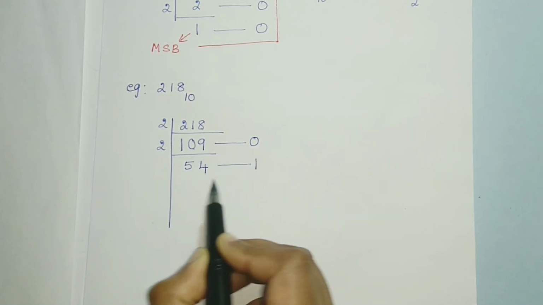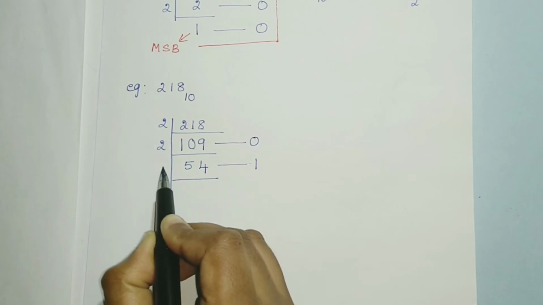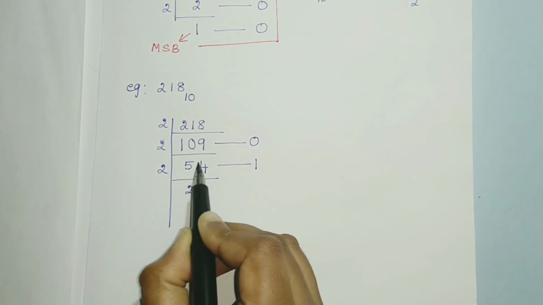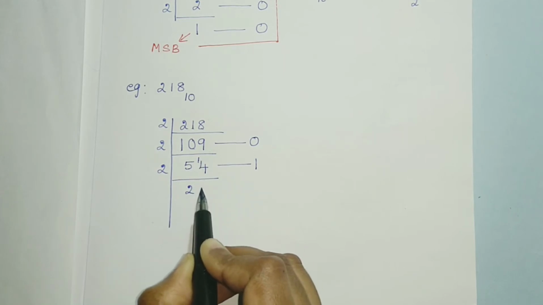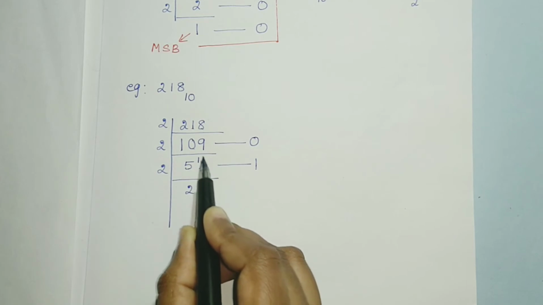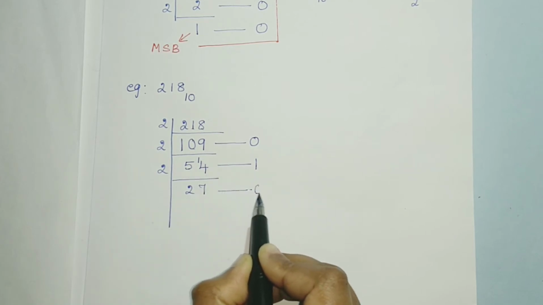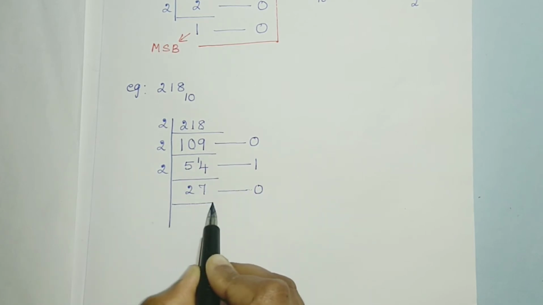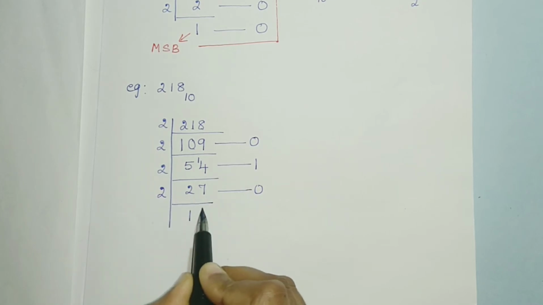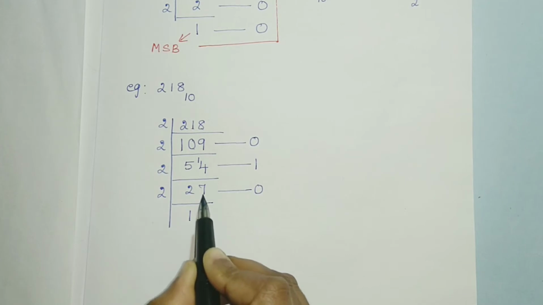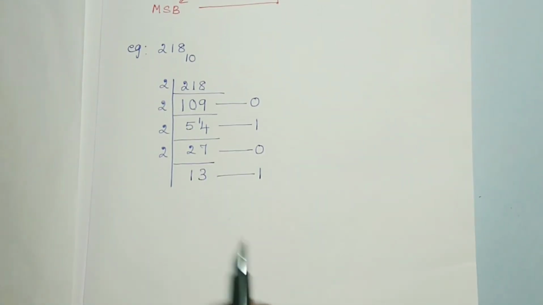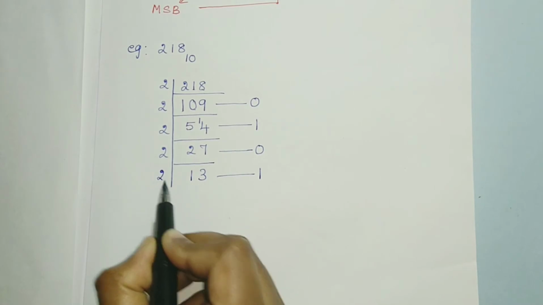Remainder is 1. And once again divide by 2. 2 2s are 4 and the remainder is 1. You will read it like 14. So 2 7s are 14 and the remainder is 0. Once again divide by 2. 2 1s are 2 and 2 3s are 6. Remainder is 1. Keep dividing until you get 1.